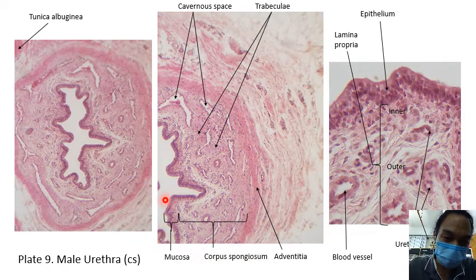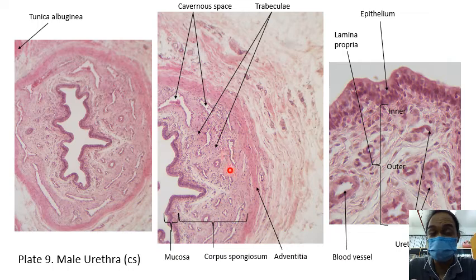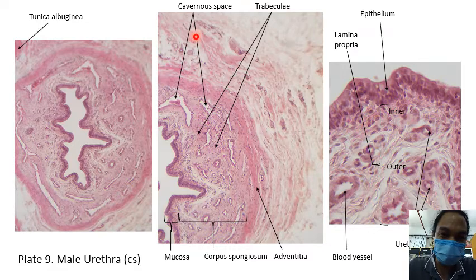Okay, and here you have the mucosa of the urethra. You can see here cavernous spaces that fill with blood when the penis is erect. You also have the trabeculae that divide the cavernous spaces from each other. And here you have the adventitia of the urethra itself.